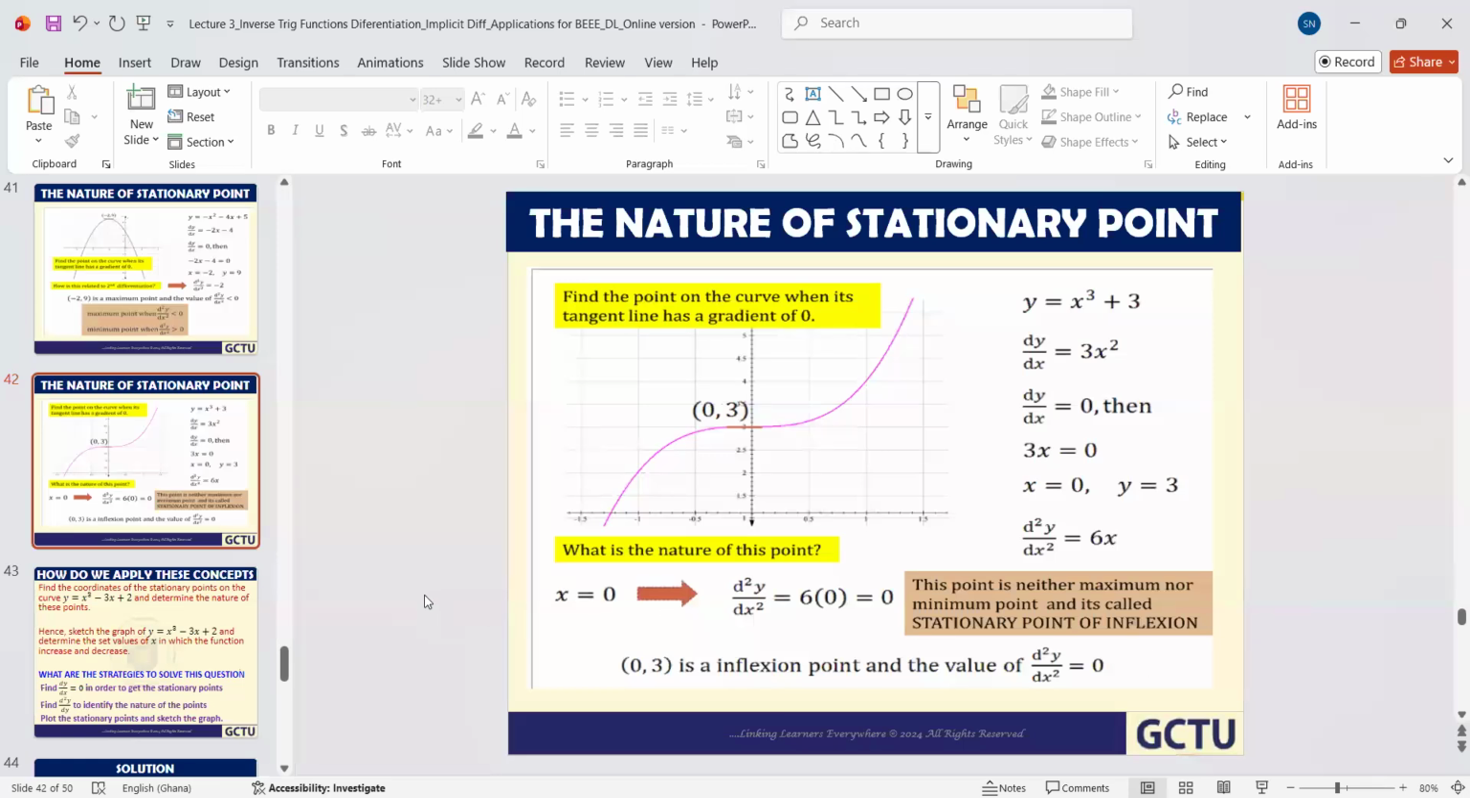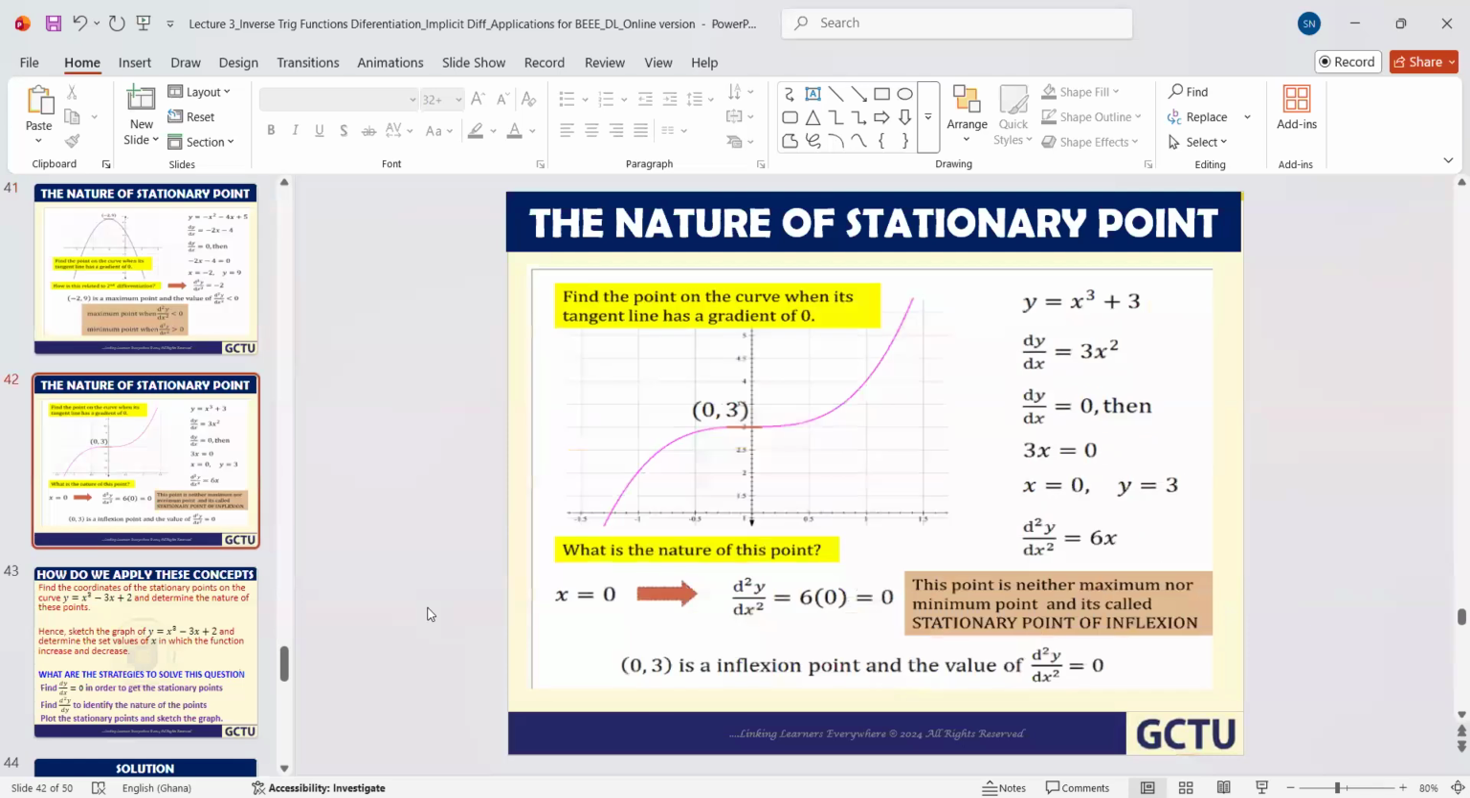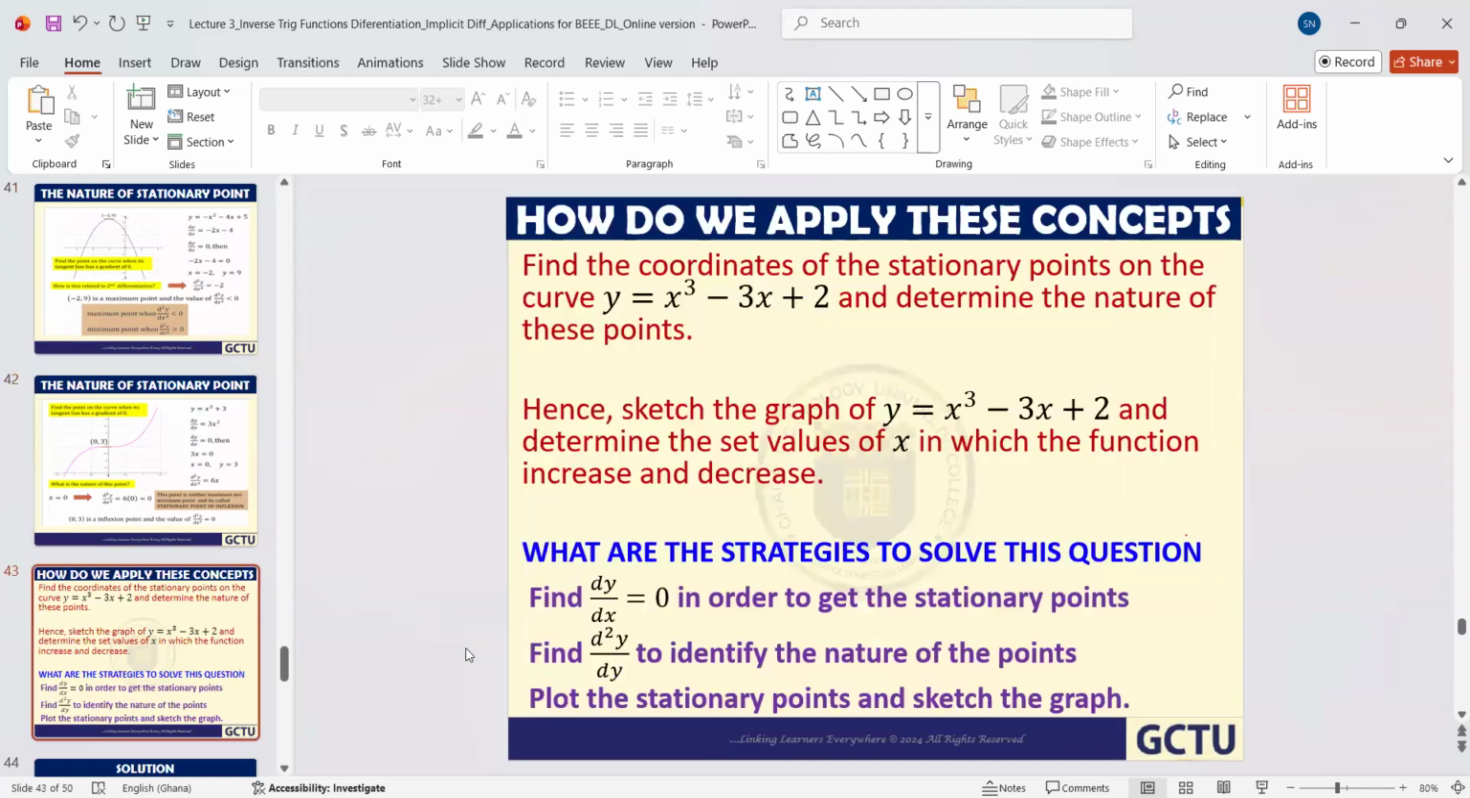Okay, so we've seen an example where the second differential gives us a negative value. That is a maximum point. And when the second differential gives a positive value, that gives us a minimum point. And then we've seen a second differential that gives a value equal to 0, and that one we call a point of inflection. It's an inflection, okay?